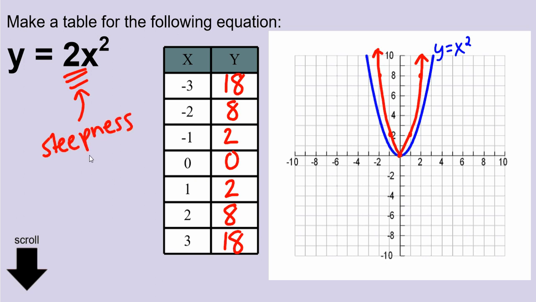When our steepness factor gets larger than 1, it's going to make our graph steeper, because I'm multiplying by a number bigger than 1. It makes it thinner. So that's what happens if we multiply by a number bigger than 1.